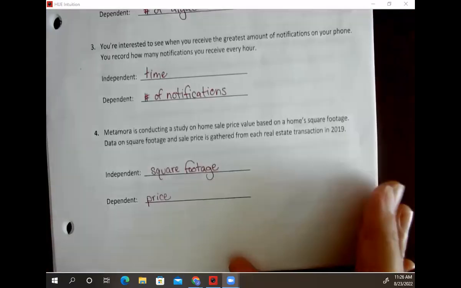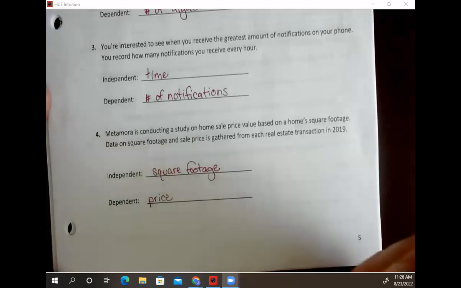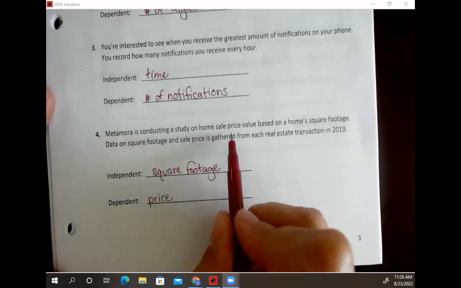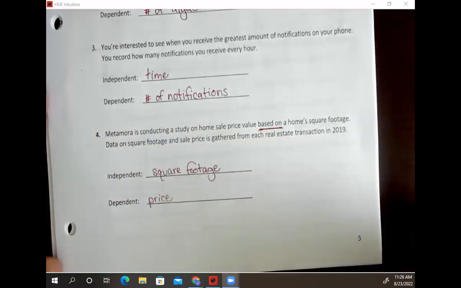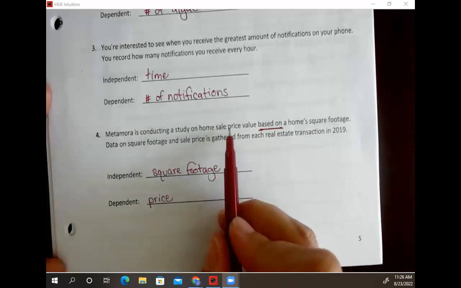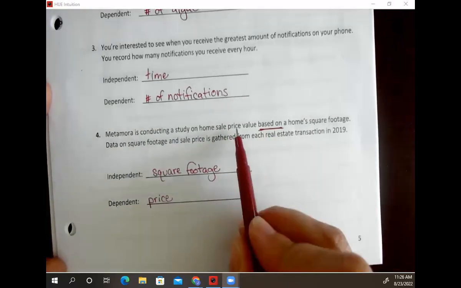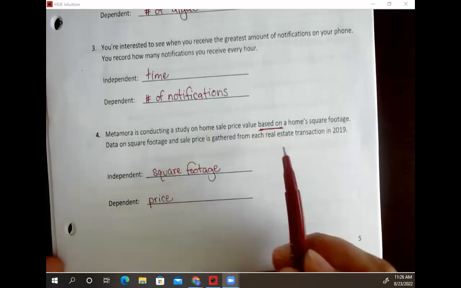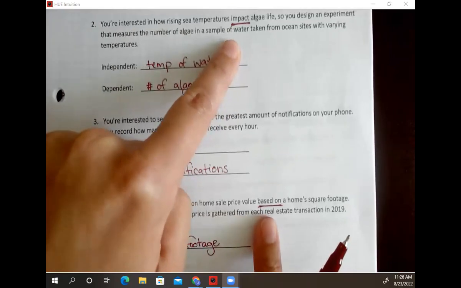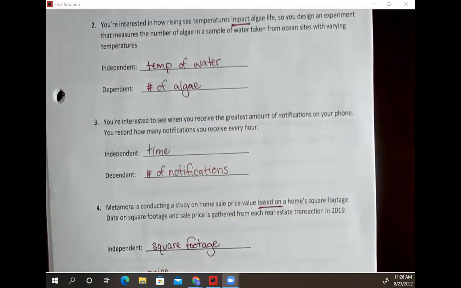Number 4 also has some of those keywords. It says we're conducting a study based on home sale price value based on a home's square footage. So I think that this is a result of this. This is based on this, means this would be our independent and this would be our dependent. Same idea with my key term there, just the order is flipped based on how it's phrased. So some things to look out for, especially if you're having a hard time with which one's independent, which one's dependent: see if you have some of those keywords in there. Questions for me so far?